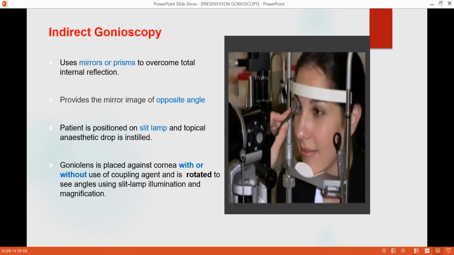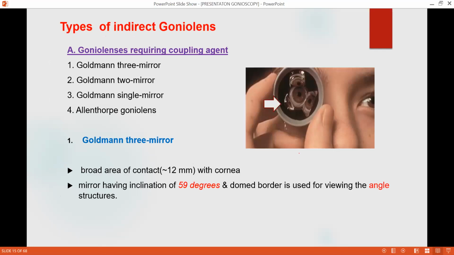Next is indirect gonioscopy. Indirect gonioscopy is performed on the slit lamp. It uses mirrors or prisms to overcome the difficulty of total internal reflection. Since we are using mirrors, it gives an image of the opposite angle. The patient is asked to sit at the slit lamp, and the procedure is done under topical anesthesia. With or without a coupling agent, depending on which type of lens you are using, you put the lens on the cornea, then rotate the lens to view the angle structures, and you can modify the slit lamp illumination and magnification.